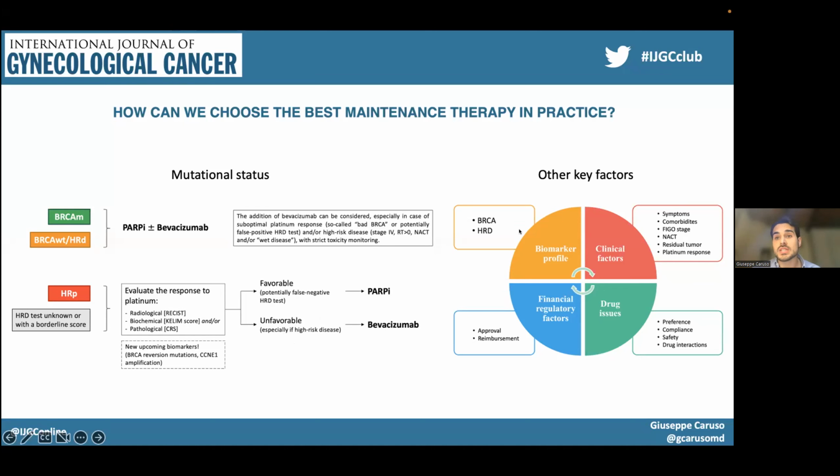Apart from the mutational status, we all know that there are several other factors that we need to consider for personalizing our strategy. And I will not go into details, but very briefly, we should consider clinical factors that can identify higher risk patients, and also the presence of symptoms like ascites, where we know that the anti-angiogenic bevacizumab is very effective.